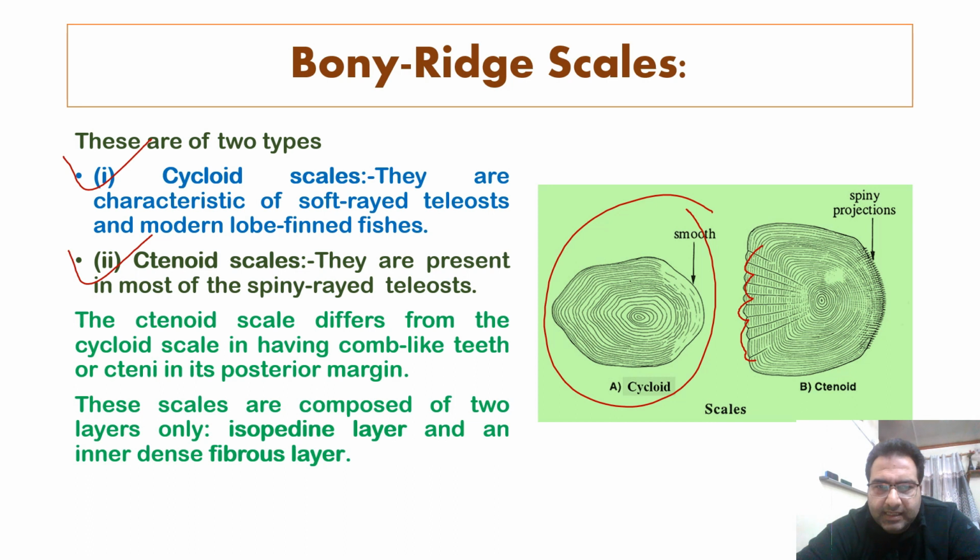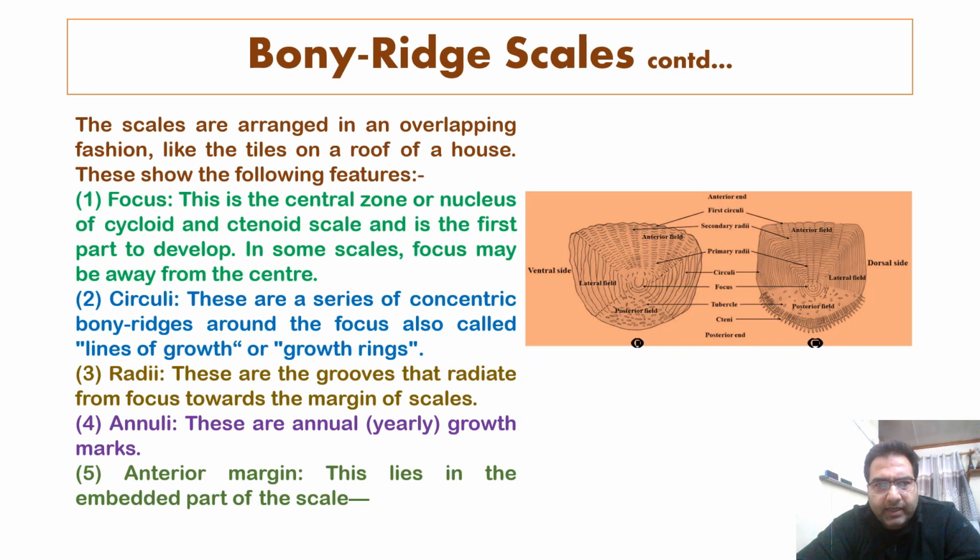These scales are composed of two layers. Only two layers are present, that is the isopedine layer and the inner dense fibrous layer. In the case of bony ridge scales, you should note that they are composed of these two layers, the isopedine layer and the fibrous layer. In bony ridge scales, the scales are arranged in an overlapping fashion like the tiles on the roof of a house, and they show different kinds of features. Now what are those features? Let us have a look.